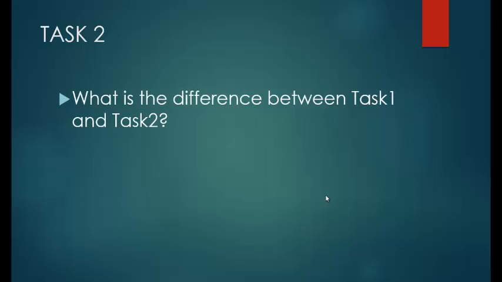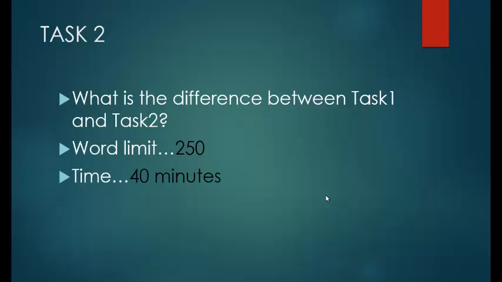Now, task 2. Task 2 would be very, very easy for you if you are trained to write an essay. So what's the difference between 1 and 2? We said here, task 2, the word limit is 250. The time is more, 40 minutes. So please don't waste time in task 1, like spending 25 minutes in task 1, because this will take from the time of task 2. So you try to make a balance. And the marks here, of course, are more.